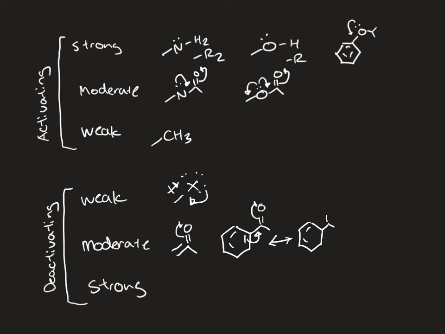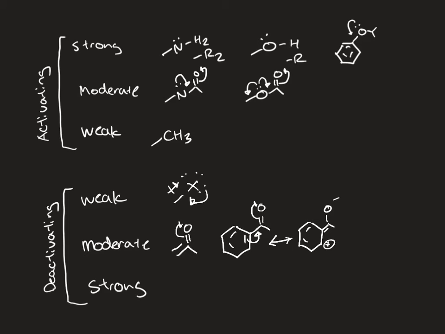So this would be an O minus, and there would be a double bond right there, and a positive charge here. So as you can see, the aromatic ring has a positive charge. Therefore, it is not as electron rich and won't participate in reactions as much. And that's why this is a deactivating group.